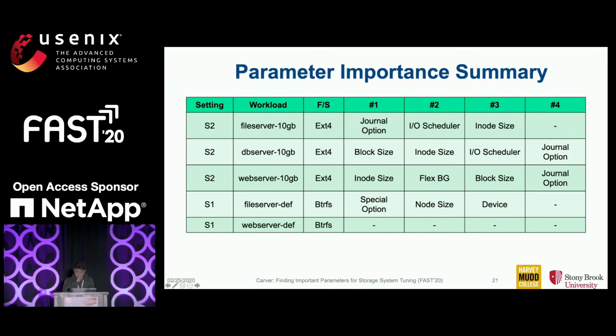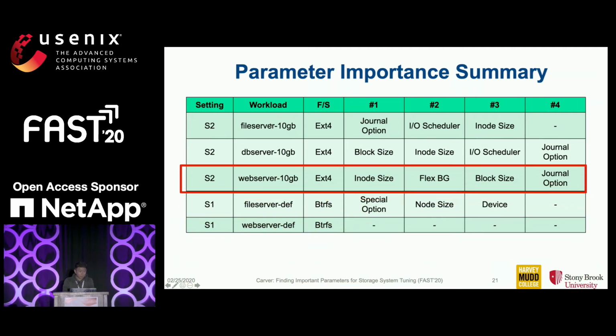We thoroughly evaluated Carver on all of our collected datasets, and we show some of the results here. As we can see, the important parameters are quite diverse and depend significantly on the file system type and the workloads. For ext4 under DB server, the top 4 ranked parameters are block size, inode size, IO scheduler, and the journal option.